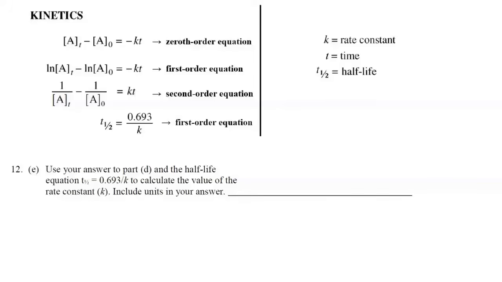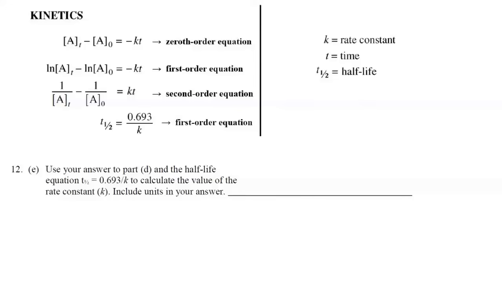So the first equation listed is for zeroth order kinetics. The next equation listed is for first order kinetics. The third equation listed is for second order kinetics. And that last equation that's listed, which has half-life equals 0.693 divided by k, is only used for first order kinetics. Again, AP Chemistry students have to know which order applies to which equation.